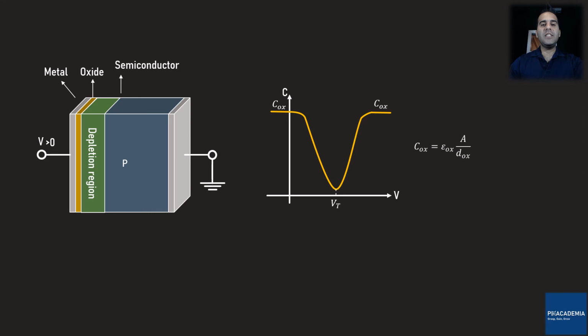Above VT, the capacitance increases, but why? This is because a gate voltage larger than the threshold voltage attracts more electrons to the region near the oxide semiconductor junction. And since there are no more holes available for recombination, the concentration of electrons increases, and therefore the thickness of the depletion region reduces. This is equivalent to increasing the capacitance.